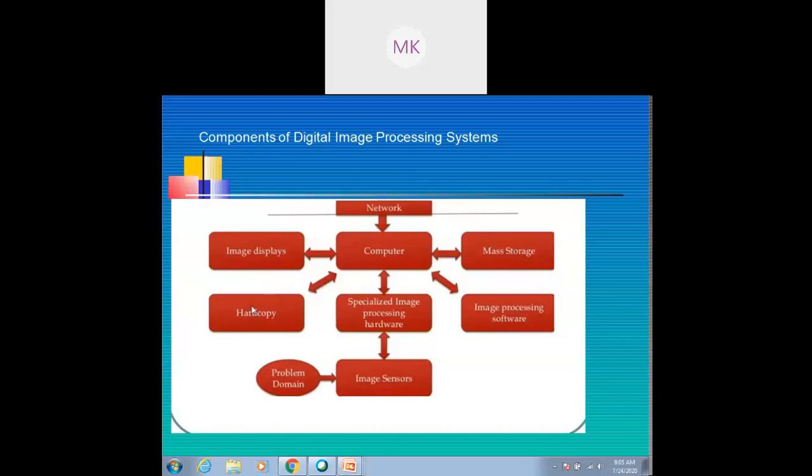Next is hard copy. Hard copy devices are used for recording the images and include laser printers, film cameras, heat sensitive devices, inkjet units, and so on. Image displays are used in order to display the image, mainly color TV and monitors. These are driven by the outputs of the image and graphics display cards that are an integral part of the computer system. The last one is the network, which is the main component used for transmission of the image with the highest bandwidth. So all these are the components of a digital image processing system.